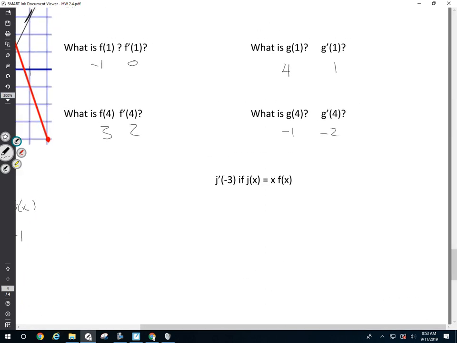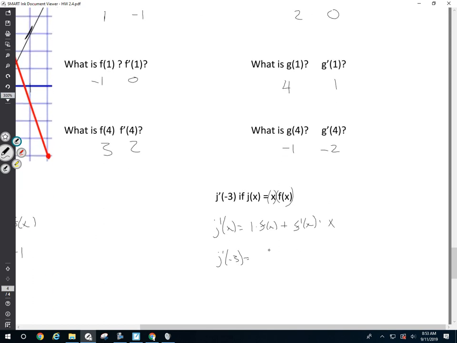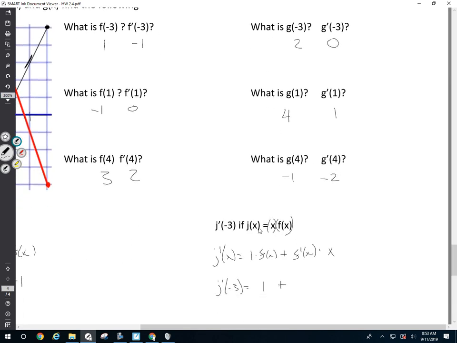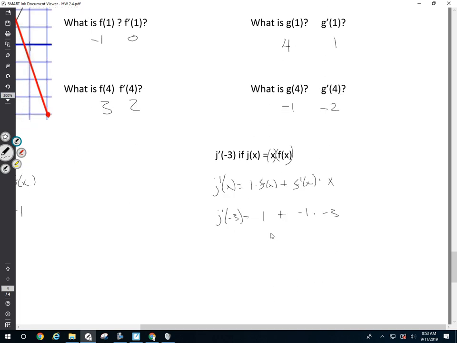j prime of negative 3, product, use the product rule. Derivative of the first times the second, plus derivative of the second times the first. f of negative 3 is 1. f prime of negative 3 is negative 1 times negative 3. I have 1 plus 3, which is 4.